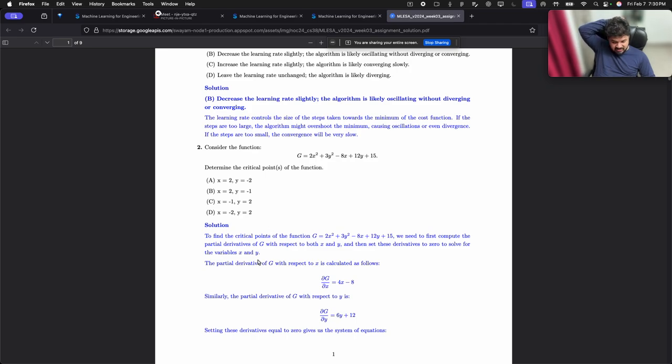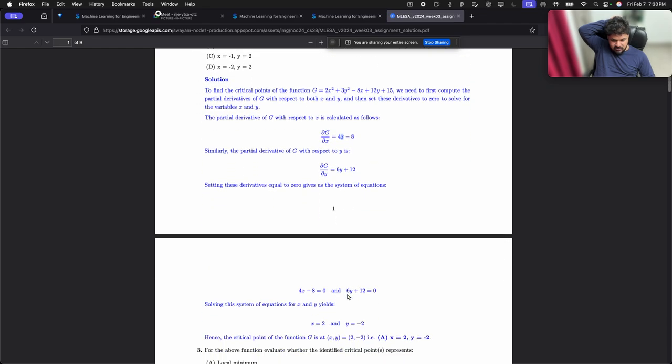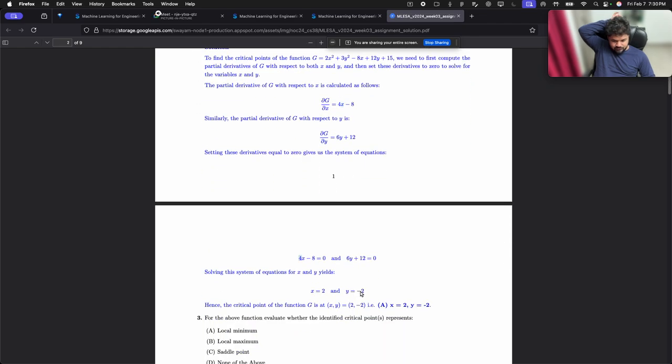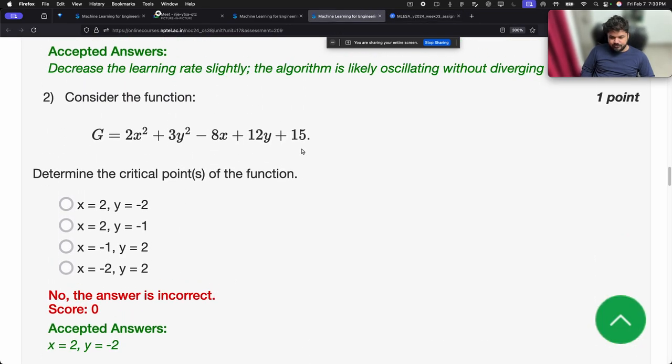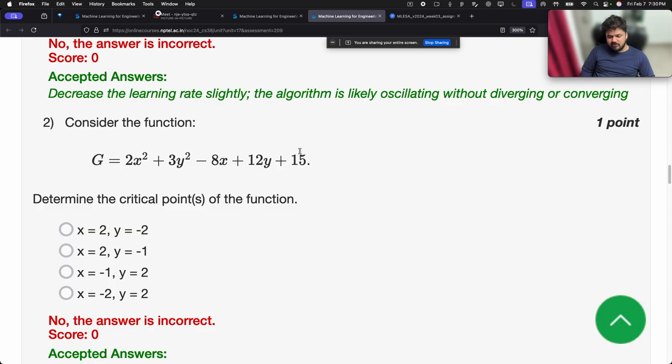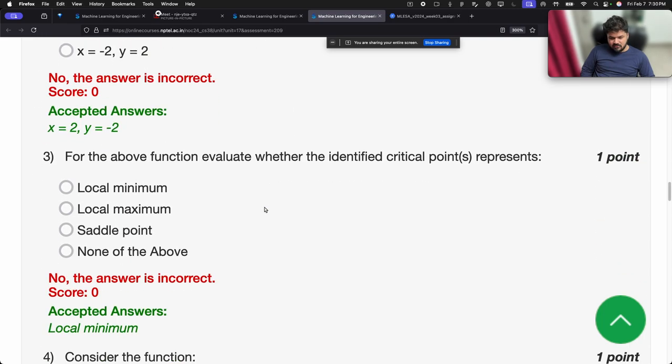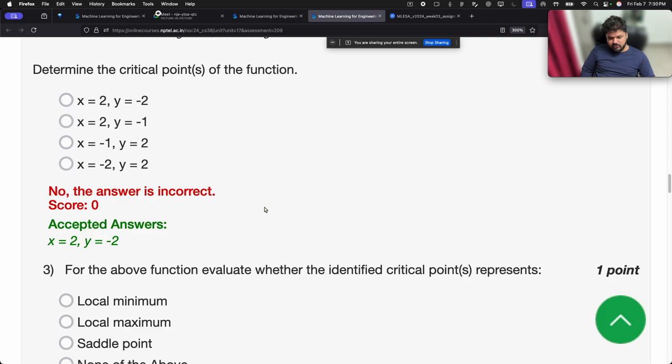Partial derivative, yeah, forgot the term, partial derivative. Compute the derivative with respect to x, you get this thing. Compute derivative with respect to y, you get this thing. So x is equal to 2, y is equal to minus 2. That will be the answer. And at this point, the derivative is 0. Not point of inflection actually, critical point only. Yeah, it can also be called point of inflection.